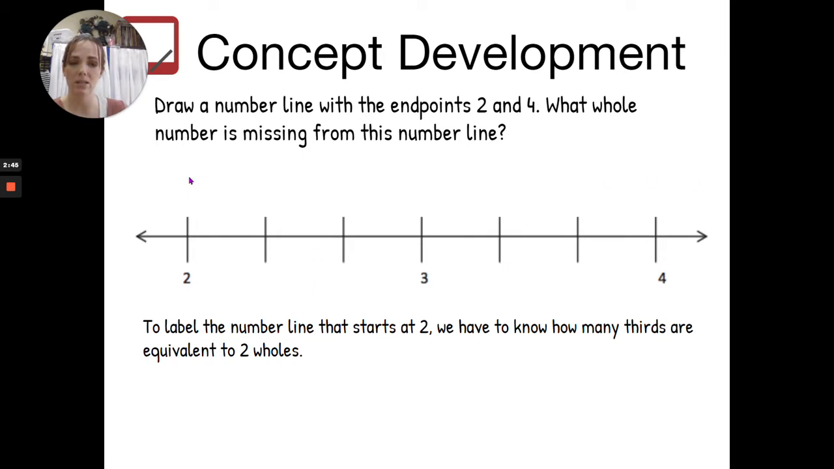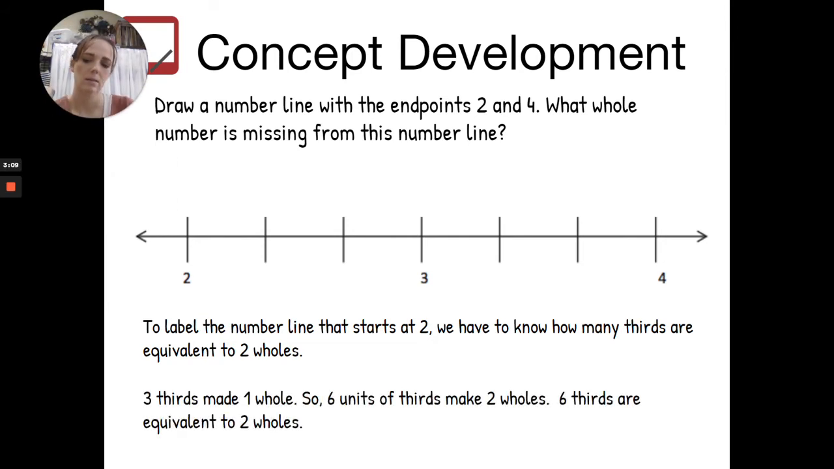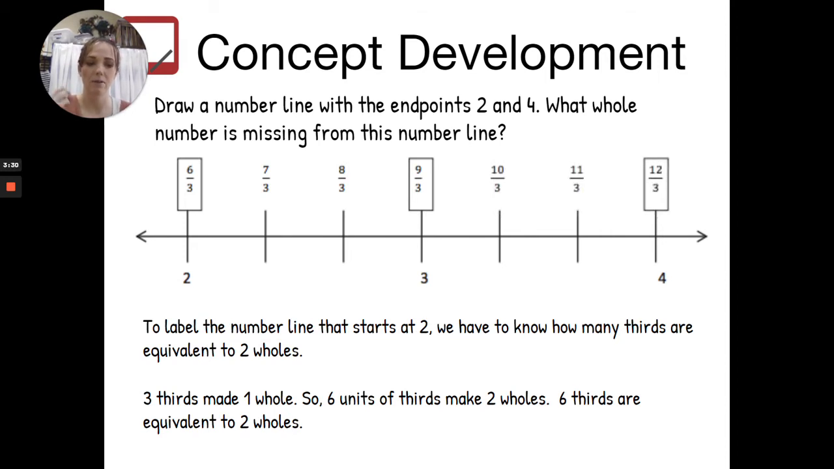To label our number line, to keep doing our fractions, I need to know how many thirds are equivalent to 2 wholes. So if I gave you 2 things, and I cut each of these into 3 pieces, how many pieces would you have? You'd have 3 pieces plus 3 pieces. We'd have 6 thirds. Here's my 6 thirds. Next would be 7 thirds, because I've only added 1 third with 1 jump. 8 thirds, 9 thirds. So 9 thirds is the same as 3 wholes. 3 plus 3 plus 3 is 9. 10 thirds, 11 thirds, 12 thirds. 3 plus 3 plus 3 plus 3, 4 threes equals 12 thirds.